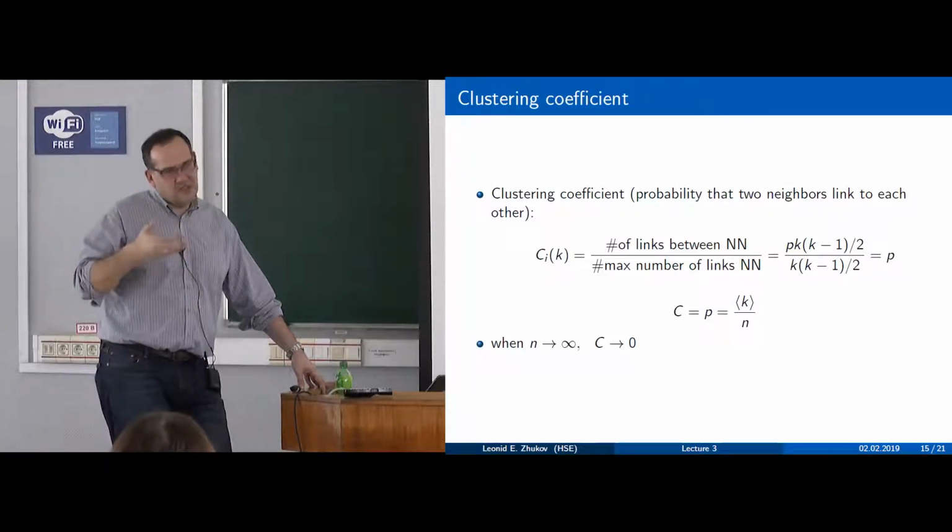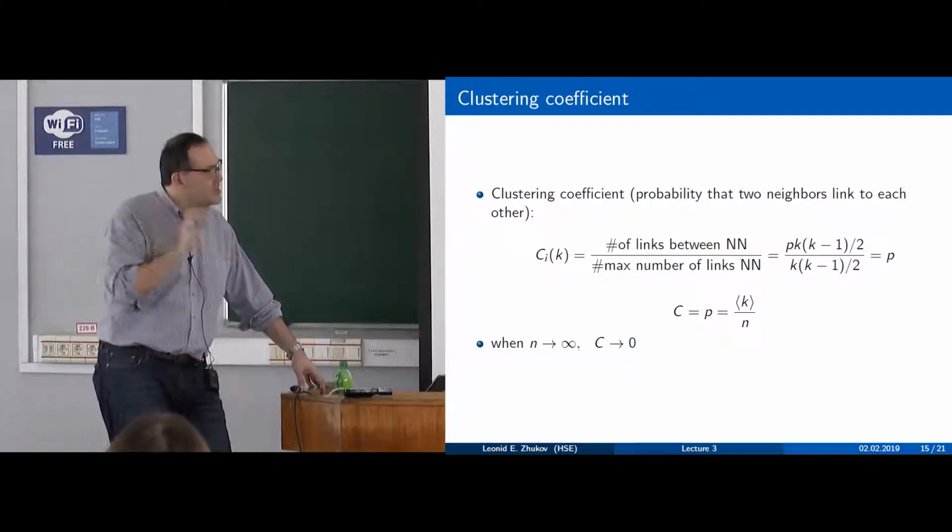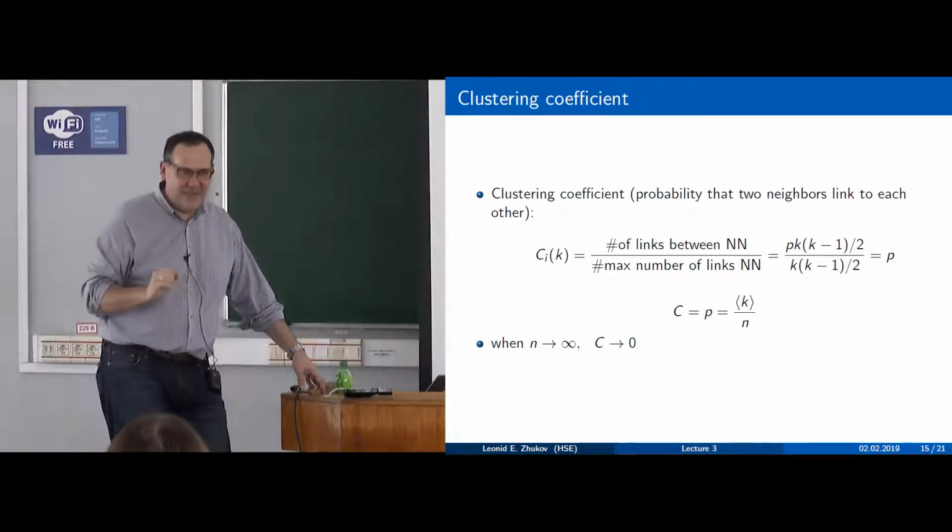The other name for it is transitivity. Again, the chance that two nodes are connected among themselves if they're connected to the same node. Does it make sense? Yeah, so unfortunately, this is just a collision in naming. So it's not cluster, it's clustering coefficient. Okay?